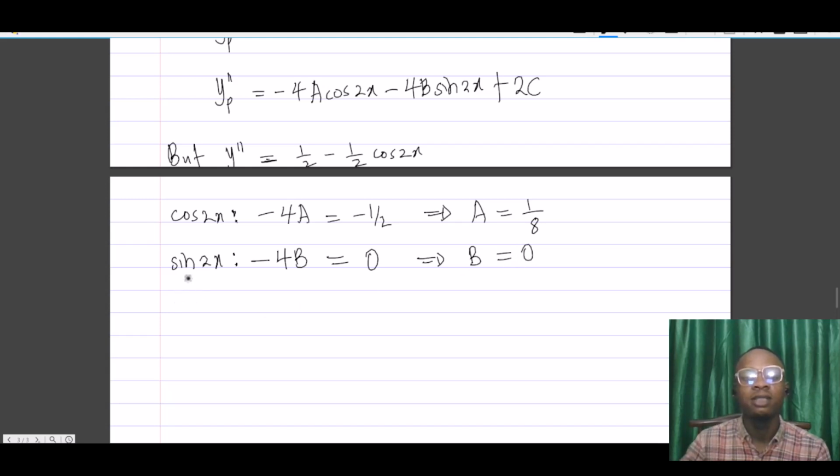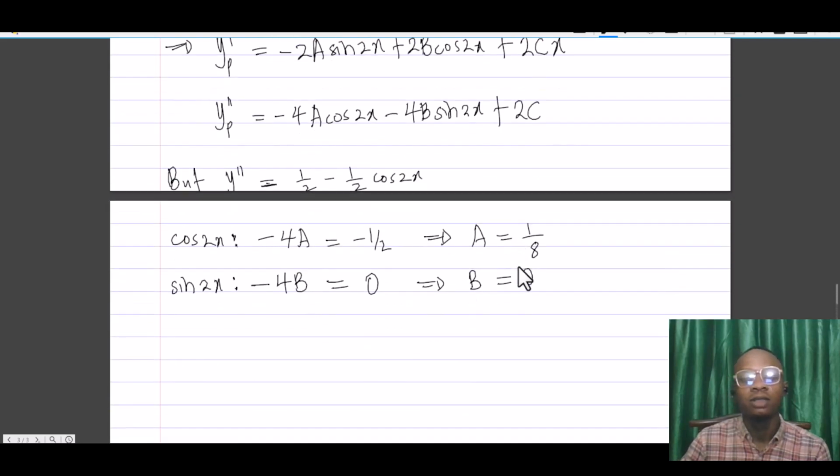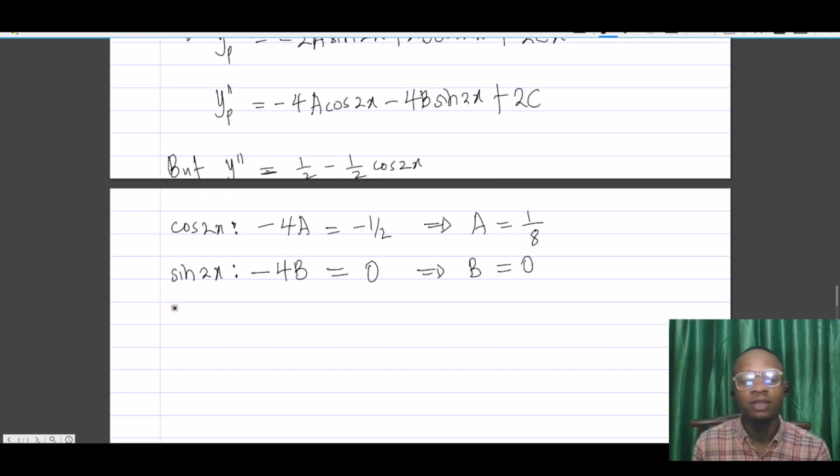So the next thing is, what do I have? The constant. And the constant, that's the coefficient of 1 in everything. The coefficient of 1 here is 2c in my y prime prime, that is 2c. And the coefficient of 1 here is 1 over 2, so this is 1 over 2. So that means c equals 1 over 2 divided by 2, that is 1 over 4.